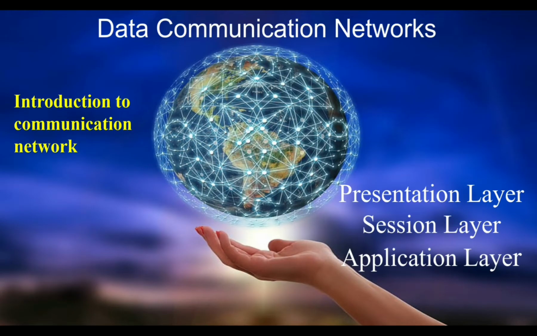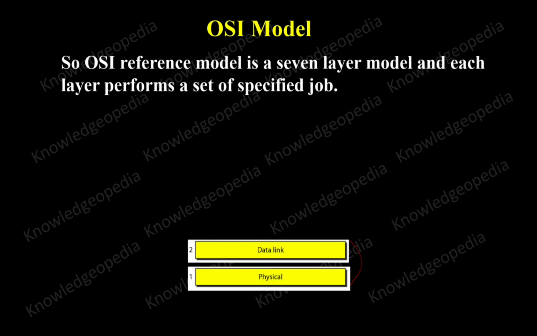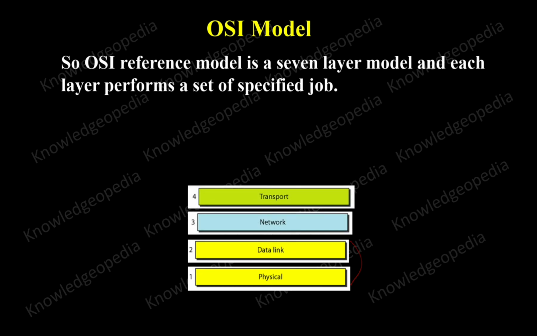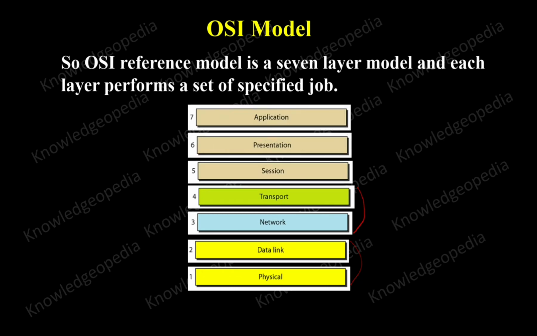Hello students, in this video we will be discussing presentation layer, session layer and application layers. In the previous class we discussed the OSI reference model, in which we saw that there are 7 layers, out of which we discussed physical layer, data link layer, network layer, transport layer in the previous videos. In this lecture we will be discussing session layer, presentation layer and application layer. Let us discuss the first, session layer.